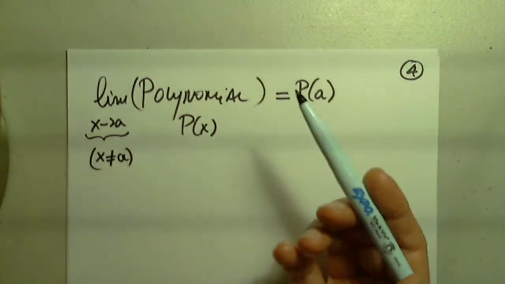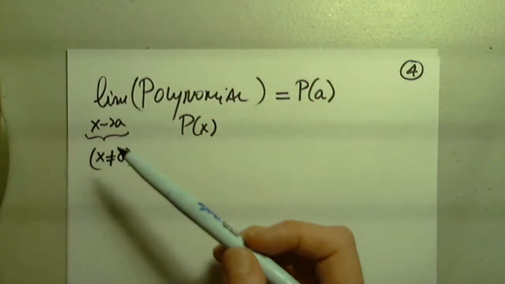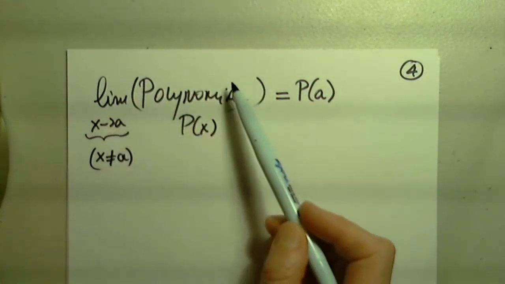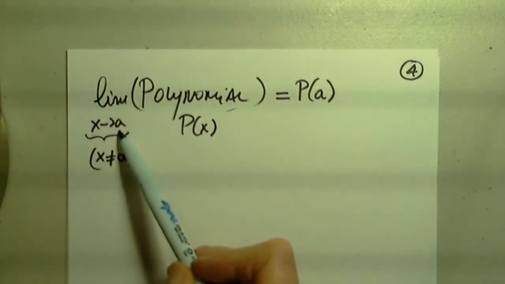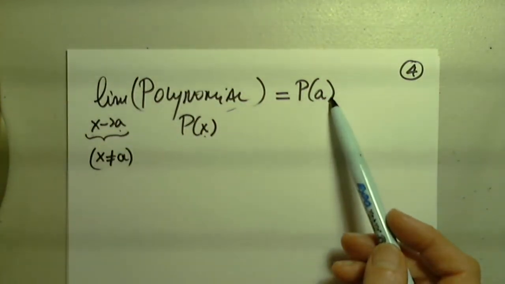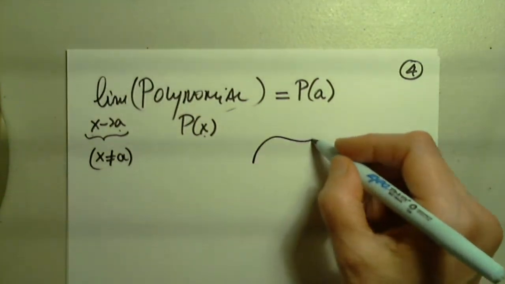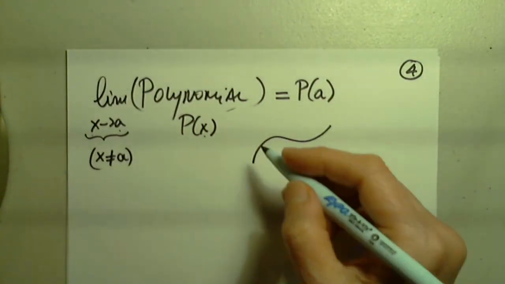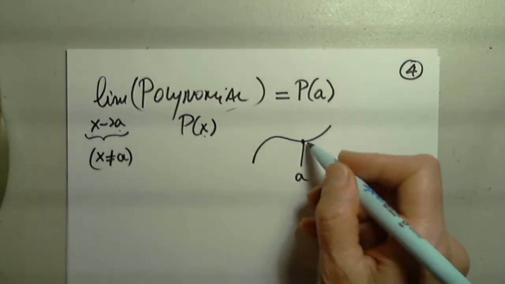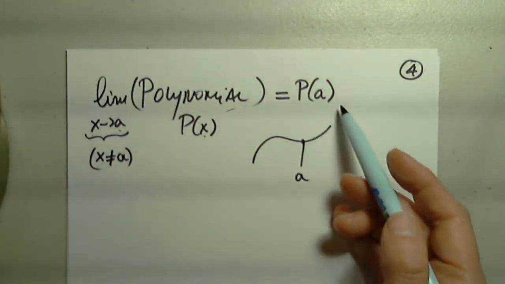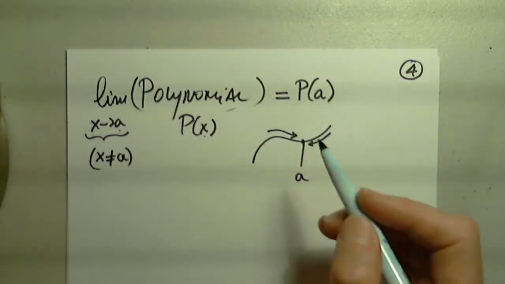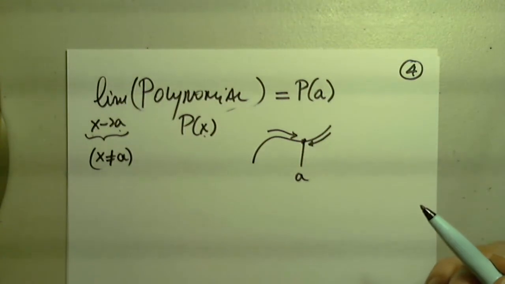So the question here is what? I would like to know the behavior of this polynomial when x approaches a. So this is the polynomial, and I'm asking you to plug it in and get the number. So if the polynomial is a function like this, and a is right here, all you have to do is determine this value, just punch in a, because this is where the function is going, towards this point.